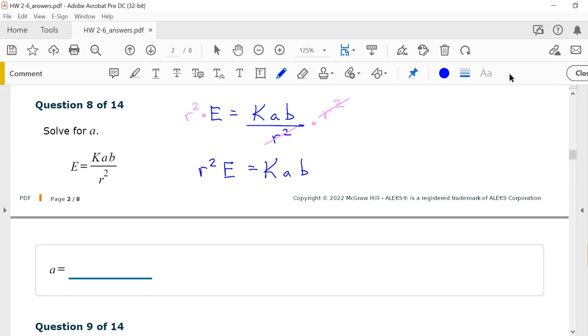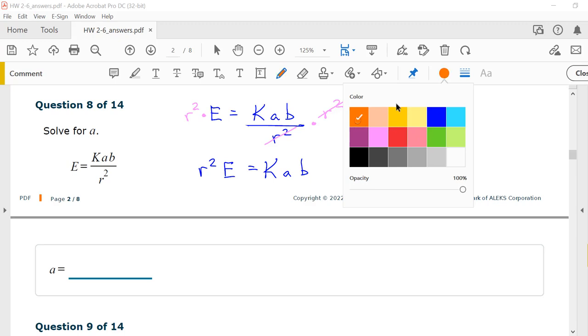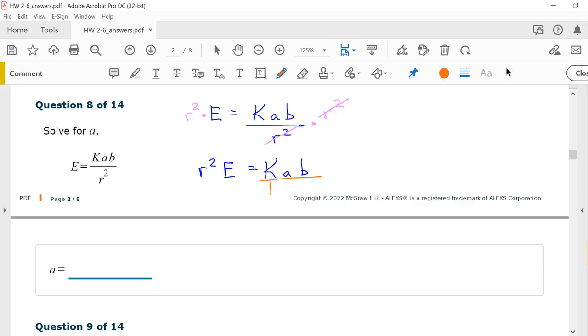And I want to solve for a. So I need to divide both sides by kb. The k's would cancel on the right. The b's would cancel on the right. So I have r squared e all over kb is equal to a.